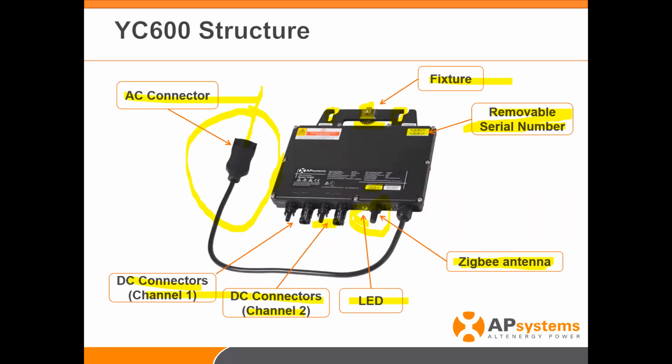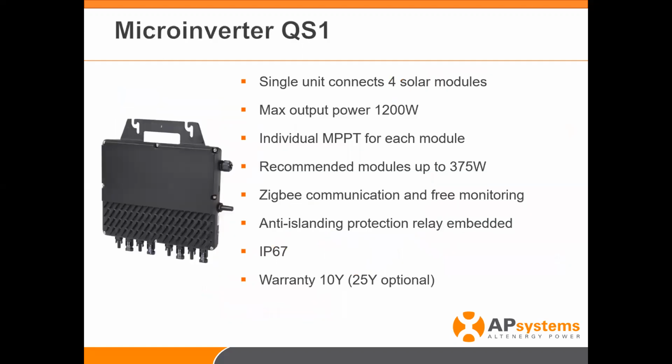The AC connector here, as you see, is the exact same connector as we discussed on the microinverter for the QS1, interchangeable. But again, 3 lines, 1 line, 2 line, and a ground. QS1, very similar to the 600, but the big difference is it's 4 solar modules and 4 inverters in the package, if you will.